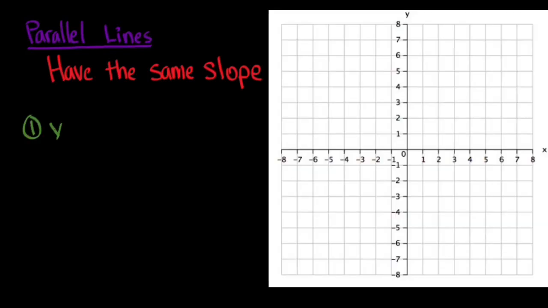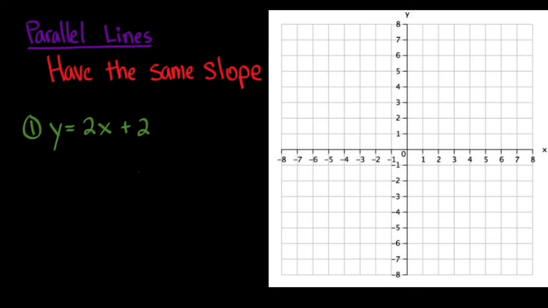So parallel lines have the same slope. Think about stairs for a second. If I am rising and running the same, then obviously I'm going to be parallel. Let's draw it out. It's always easier to see it on a graph. We're going to graph this equation.